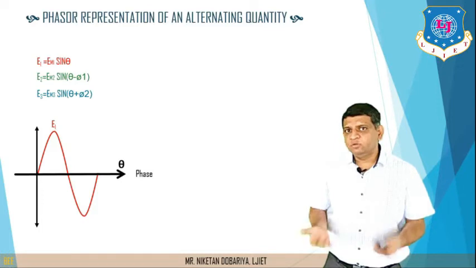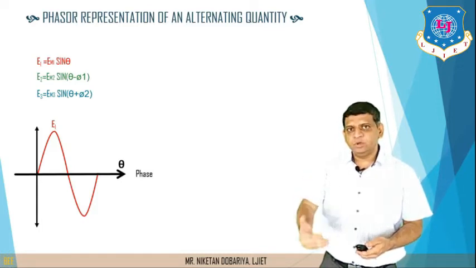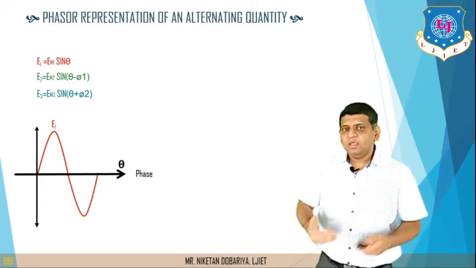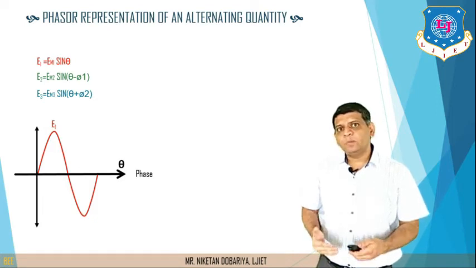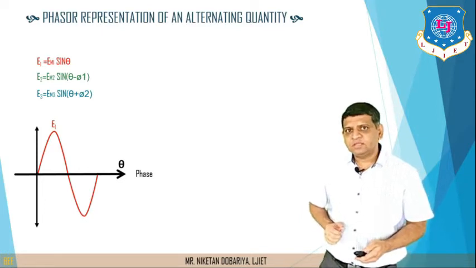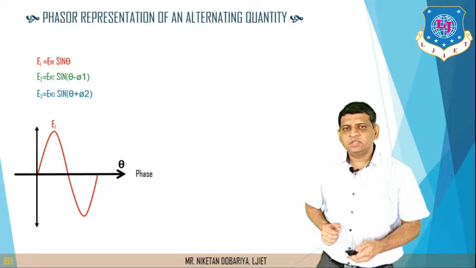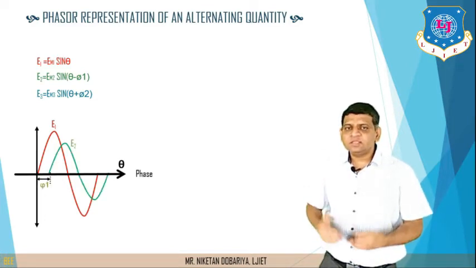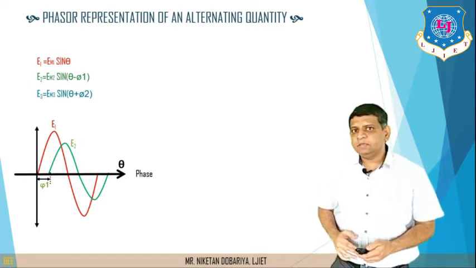Now since this is a full cycle, you can consider the signal starts from angle 0, right? Again it will come to 0 at angle 180, which is pi, and again it will come to magnitude 0 at angle 2 pi or 360. So this is a full cycle of reference signal e1 is equal to Em1 sine theta or sine omega t, right?